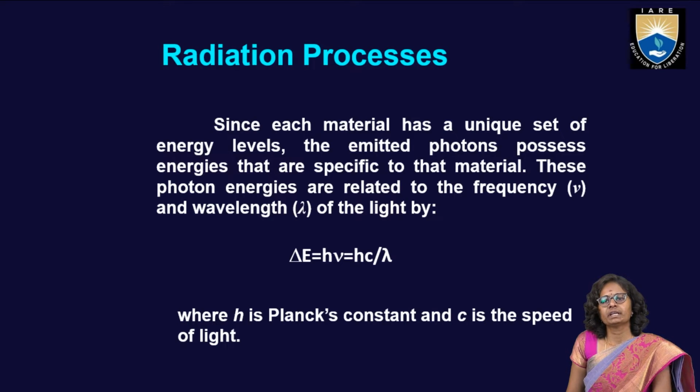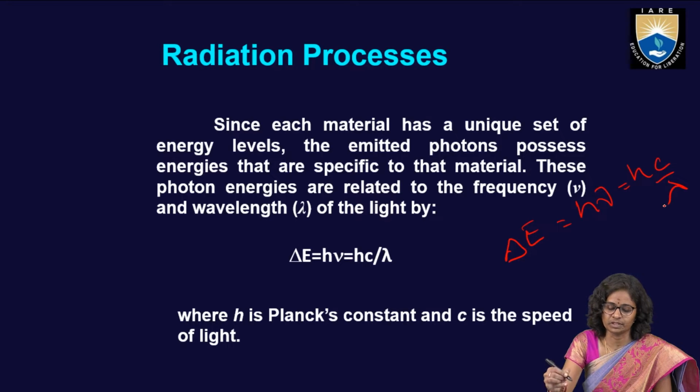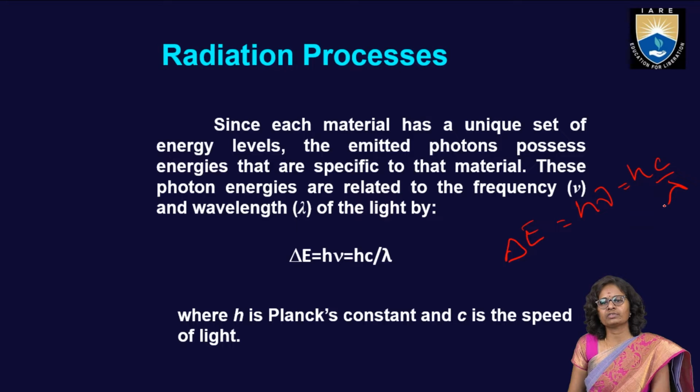Since each material has a unique set of energy levels, the emitted photons possess energies that are specific to that material. These photon energies are related to the frequency nu and wavelength lambda of the light, where delta E, the difference of energy between the energy levels, is equal to h nu, which equals hc by lambda, where h is the Planck constant and c is the speed of light.